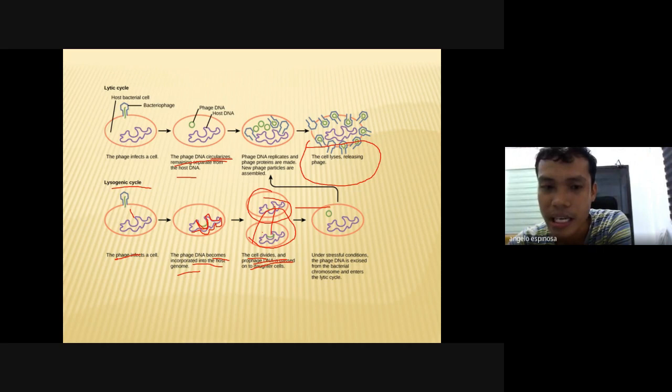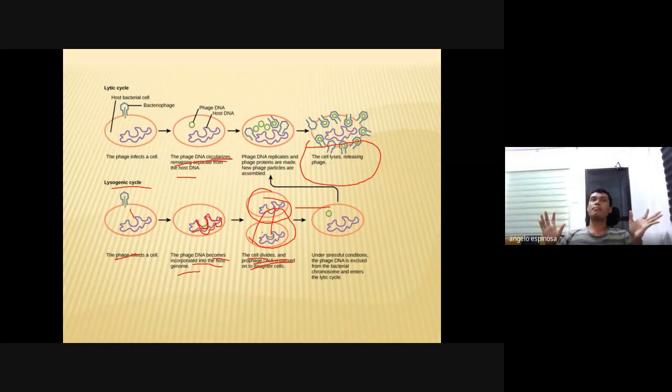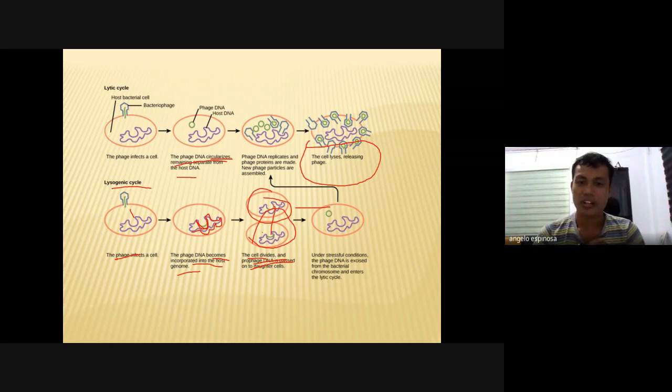So that is also a lysogenic cycle. Okay, so there are two types of virus processing, lytic cycle and lysogenic cycle, kung paano sila dumadami or reproduction nila. Next, you have any questions? So that is how they replicate. Always remember that the virus cannot replicate without the host and also without the vectors. Okay, so now, let's talk about the vectors.